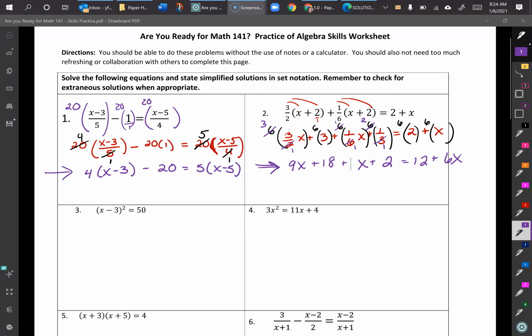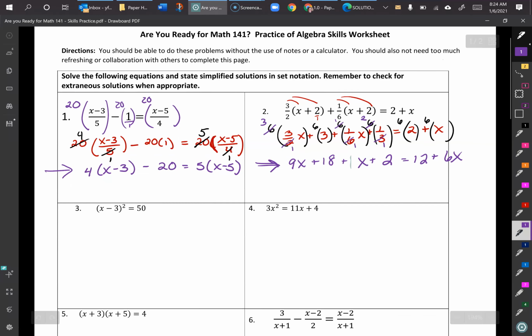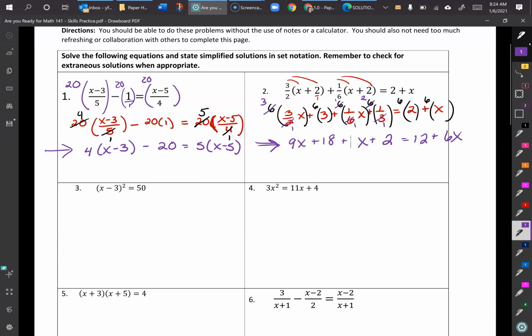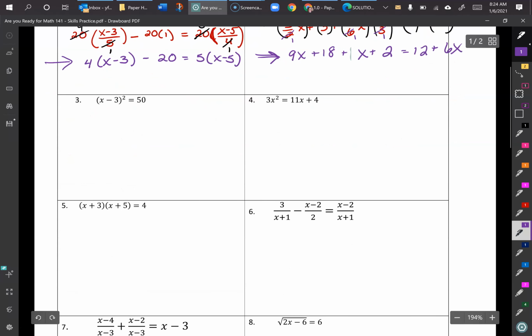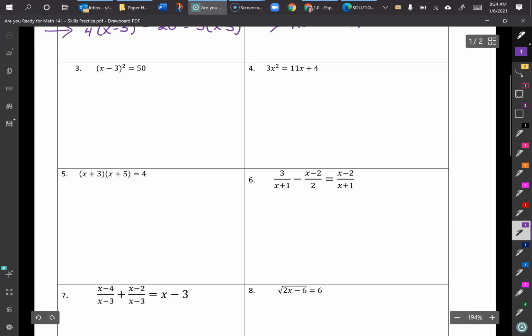So that goes over a couple of different ways of clearing the denominator type problems. So you of course would finish it out, and if there were variables in the denominators, we'd have to be careful. Now we're going to look at number 3, (x - 3)^2 = 50.